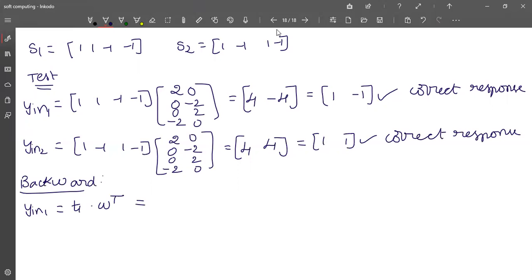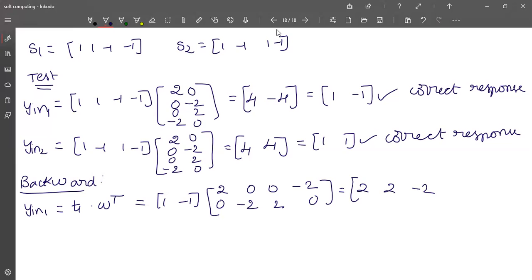So if we see for the first input, to get the net input value, the target is 1 and minus 1, and that we are going to multiply with the transposed weight, so that we result into 2, 0, 0, minus 2, 0, minus 2, 2 and 0. So this results in 2 and 0, 2, and 0 and minus 1 into minus 2, 2, and 0, minus 2, and minus 2, 0. If you apply activation function, we get 1, 1, minus 1, minus 1. If you observe, this is nothing but our first input vector. So we have obtained correct response.